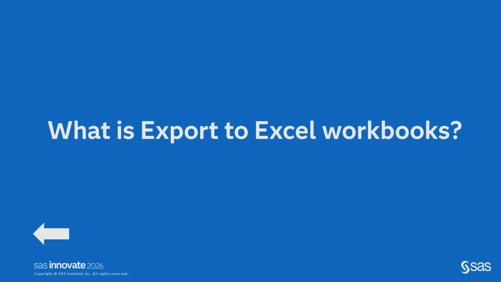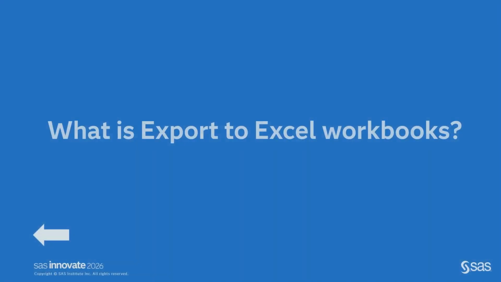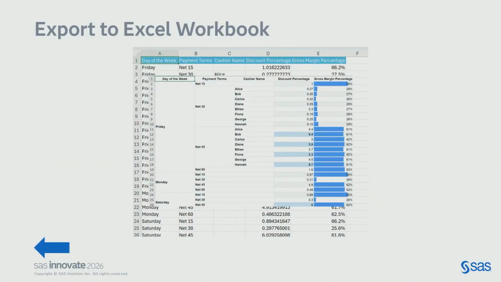What is export to Excel workbooks? What you can see here on the main screen is a copy of the Excel workbook fully formatted. It used to flatten out all of those hierarchies, and it will still do that if you're trying to work with the data.